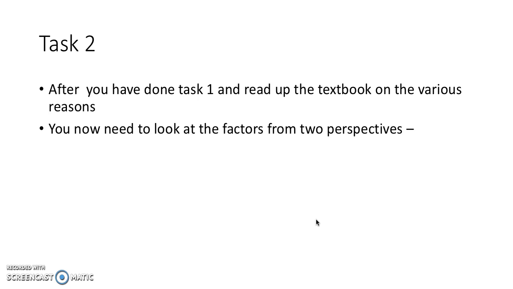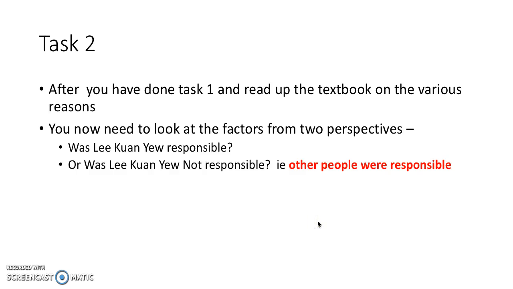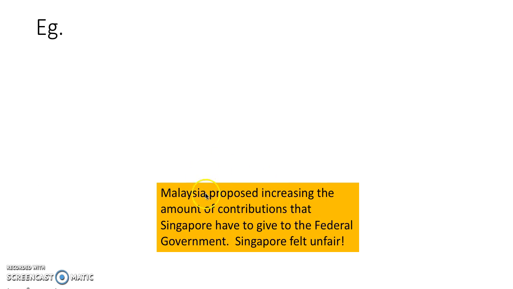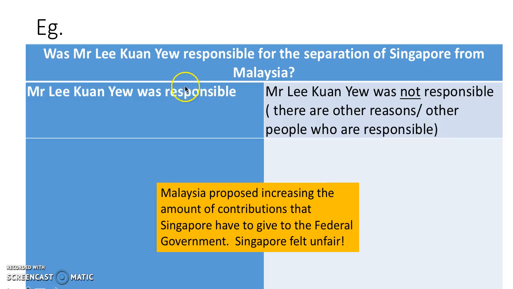What are the two perspectives that I want you to look at? One, based on the factors there, does that show that Lee Kuan Yew was responsible? Or was it actually not the fault of Lee Kuan Yew? That means other people were responsible. So what do I mean by this? Okay, let me show you how we are supposed to put the factors on either side of Annex 1. For example, this is something that I have taken from the textbook. Malaysia proposed increasing the amount of contribution that Singapore has to give to the federal government. Singapore felt it was unfair. Now, this is something that I have extracted from the textbook. And what I want you to look at is this table over here.